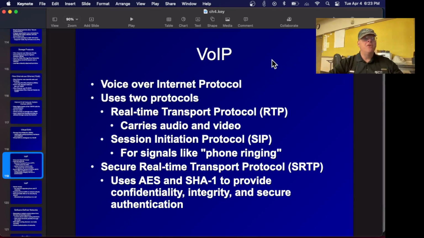All right, then there's Voice over Internet Protocol. This is used to make telephone calls over the internet, and there are two protocols. Real-time Transport Protocol is what carries the audio and video. Session Initiation Protocol is what rings the phone and tells whether it's picked up or not. And there's a Secure Real-time Transport Protocol, which uses encryption, because RTP by default can be run with no encryption. And usually people do turn off the encryption to get high-quality sound, but it's safer to have the encrypted version.